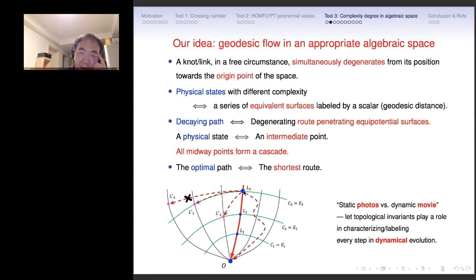Our thinking is, if we ask L3 to do some free degeneration without any external forcing or operation, then it will automatically degenerate to the origin. It could choose such a direct path, or this curly route. We just call that the detour route, right? But it never ever goes such a way. That is, from L3 to an even higher L4, and then to here. No.